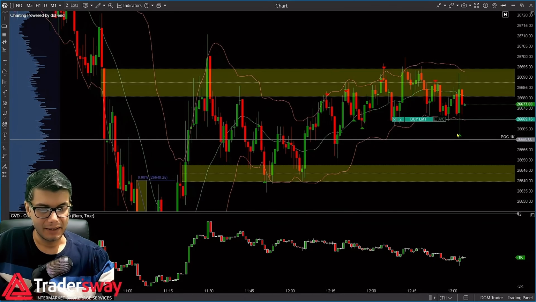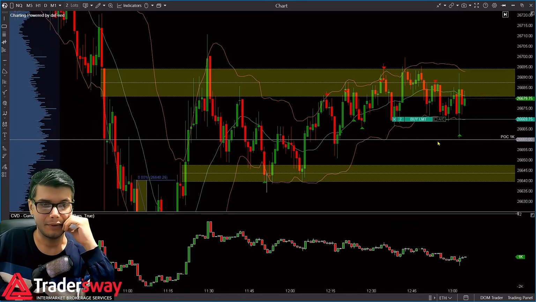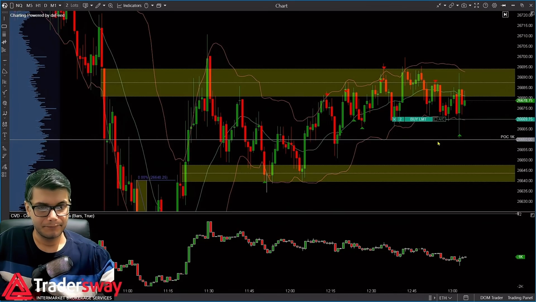That's why we have a tail. This tail is because there is liquidity at the lows. Those liquidities are in the form of buy limits. I can adjust this trade even better to have a better position.